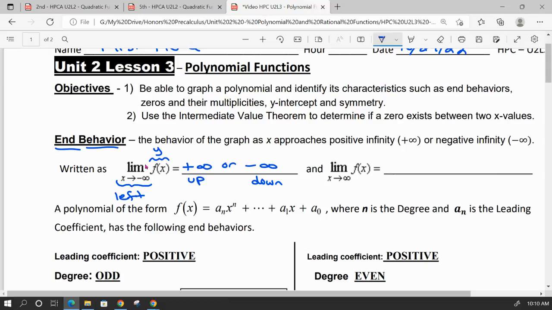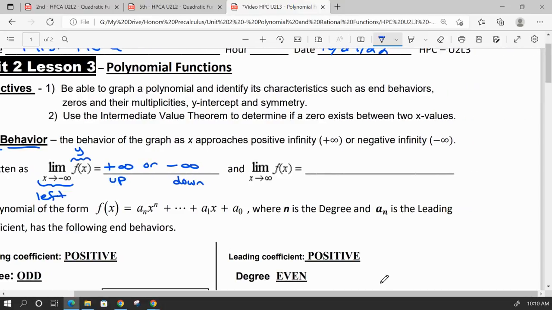As we look at rational functions, it's going to be a little different. So for polynomial functions, your limits on the left and the right are either positive or negative infinity. So this next one, you have x approaching positive infinity, which means the right side of the graph. F of x represents the y values. So what is the limit of y as x approaches positive infinity? So again, with polynomial functions, it's either going to be positive infinity if the right side is going up, or negative infinity if the right side is going down.